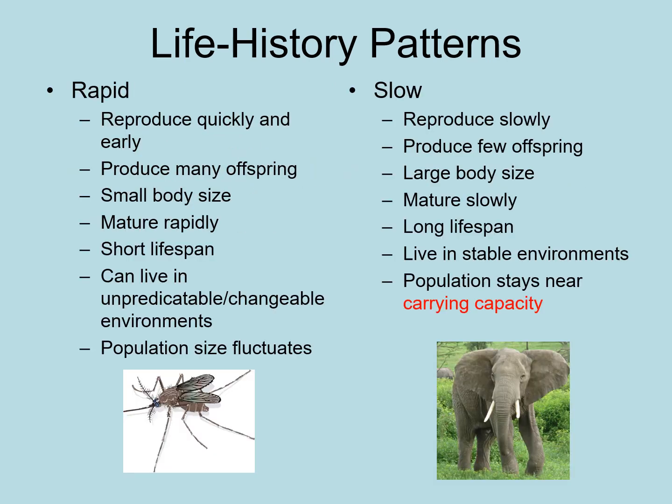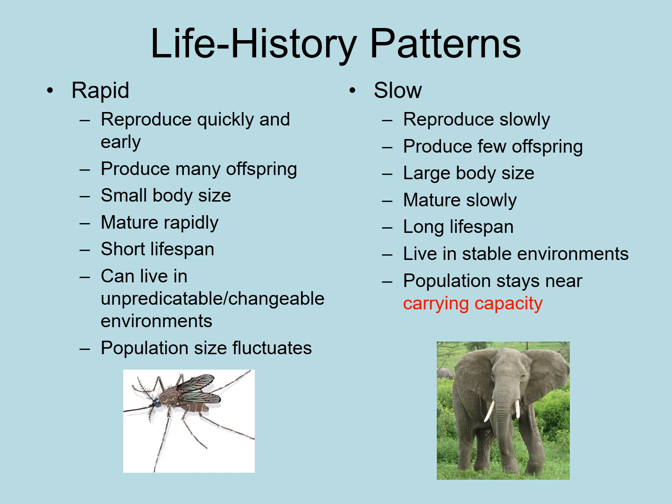When we look at life history patterns, you either have a rapid life history pattern or you have a slow life history pattern. Rapid life history patterns, I always remember, these creatures do not live very long. So they have to live their life really fast. They have to do everything really quickly, really rapidly. Slow life patterns, these creatures tend to live a long time. So they don't have to rush through things.